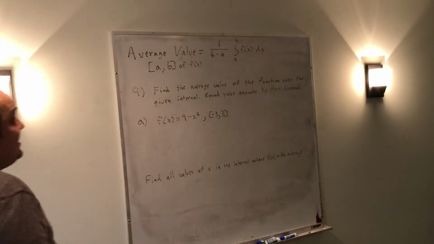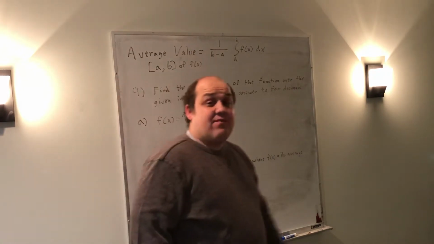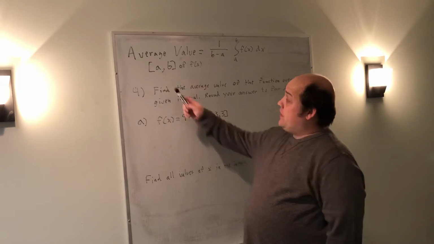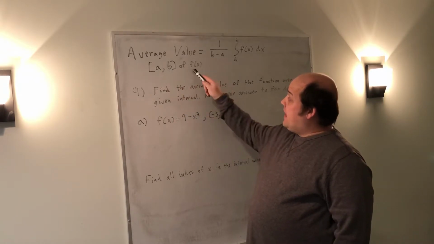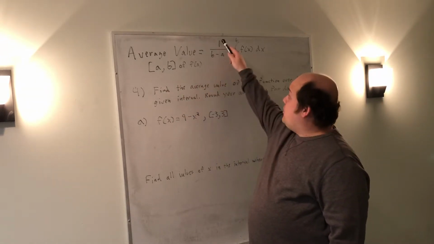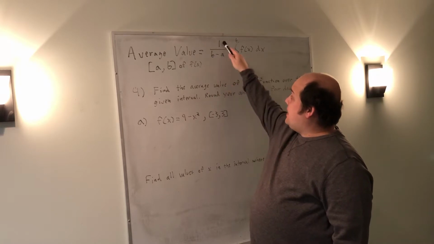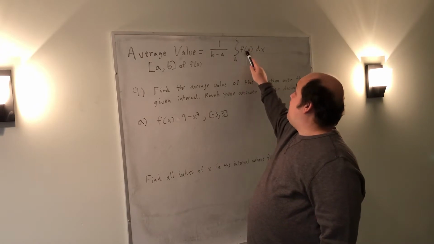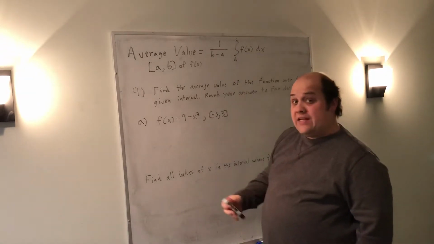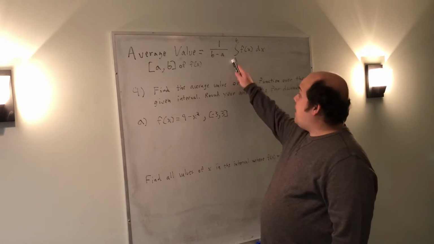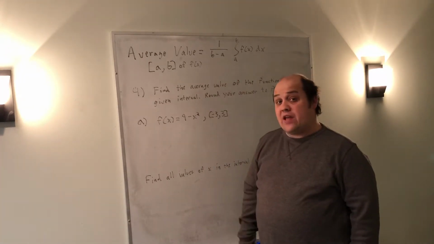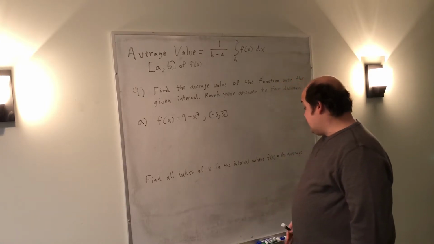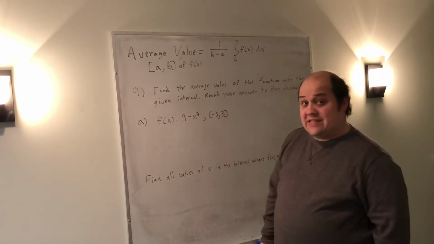The last two problems in this section involve finding average value. The average value formula is written at the top here. If I'm looking on the interval from a to b to find the average value of f of x, I do 1 over b minus a as the coefficient out front, the integral from a to b of f of x dx. For these problems, we're going to be asked first to calculate this integral and find what the average value of the function is within the interval, and then second, to find any values of x in the interval where f of x equals its average.